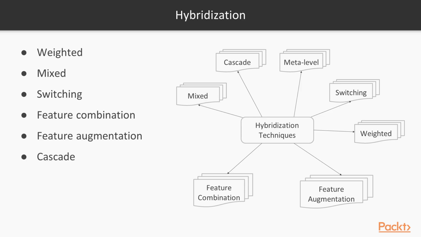Cascade. This hybrid is similar to the feature augmentation technique because it works on the first model and makes additional candidates with the other models to refine the scores. Meta level. This model uses the contributing recommender as input for the actual one. It supplies the actual recommender with additional features. A meta level contributing recommender provides a completely new recommendation space.